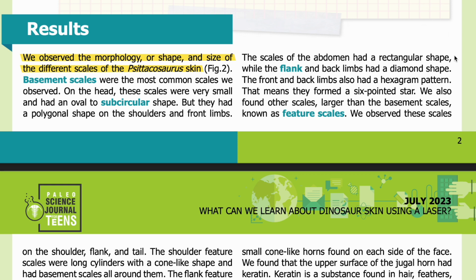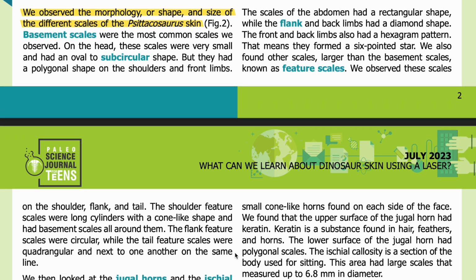The scales of the abdomen had a rectangular shape, while the flank and back limbs had a diamond shape. The front and back limbs also had a hexagram pattern. That means they formed a six-pointed star. We also found other scales, larger than the basement scales, known as feature scales. We observed these scales on the shoulder, flank, and tail.